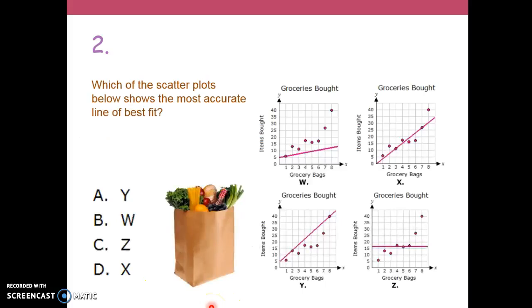So now I want you to choose which of those is the most accurate line of best fit. Oh, this is a confusing one. Sorry, people. I forgot to fix this one. If you choose A, you're going to pick Y, which is down here. If you choose B, which is W, you're going to pick this one up here. Oh, my goodness. So pay attention. I got really sneaky and crazy on that one. Sorry.